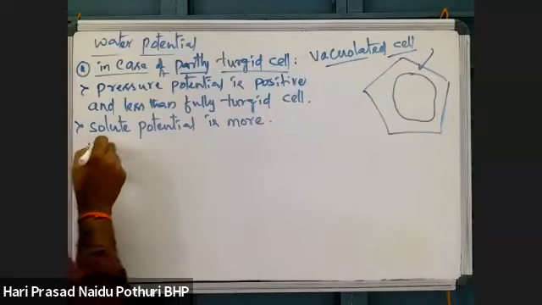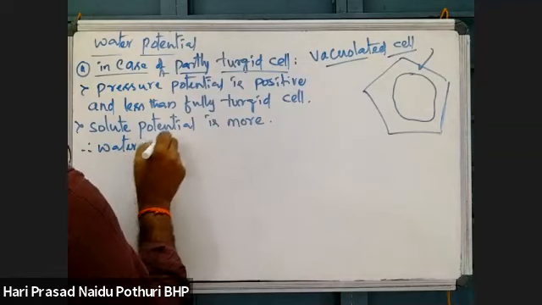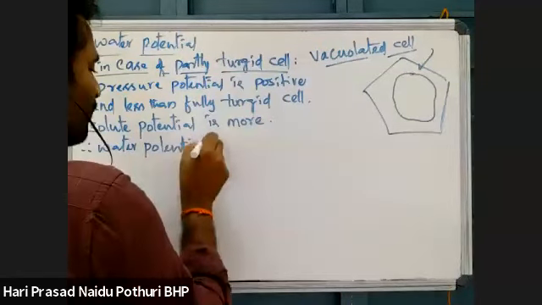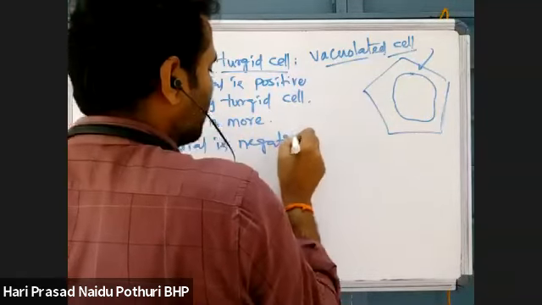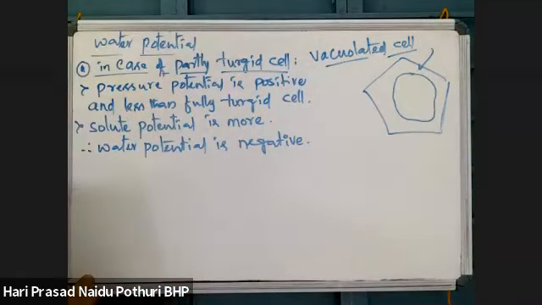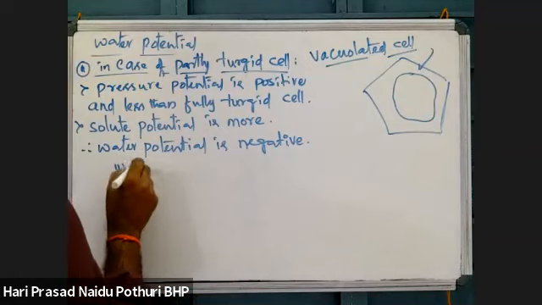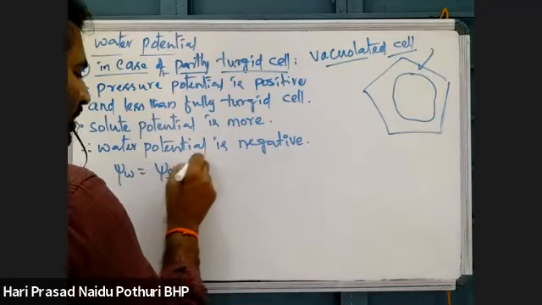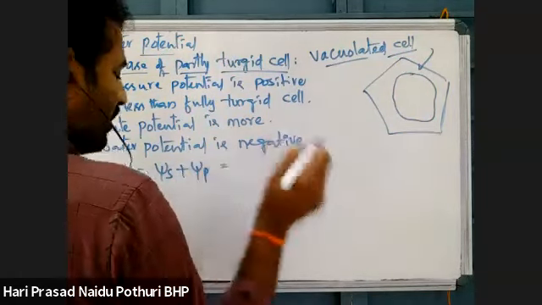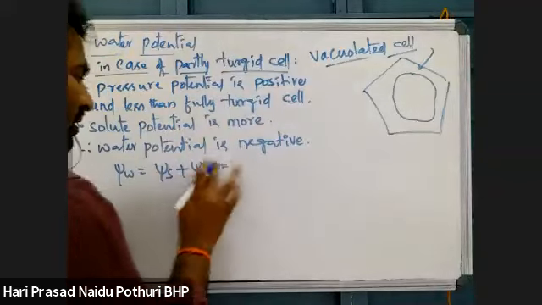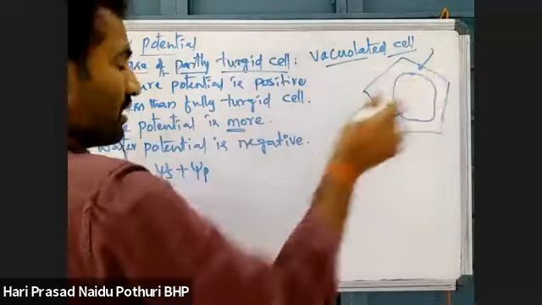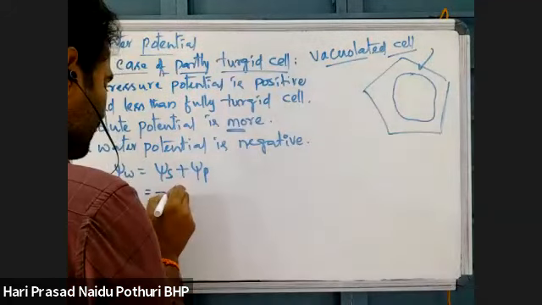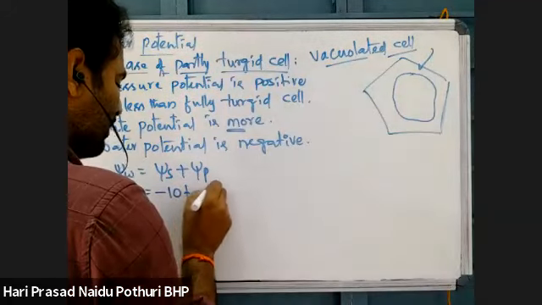So that water potential is negative, is seen here. See here, what is water potential? Water potential is equal to solute potential plus pressure potential. Suppose here solute potential, I told you, is more. Why? Because solute water is less present, so solute potential is more. Suppose minus 10 bars are there.